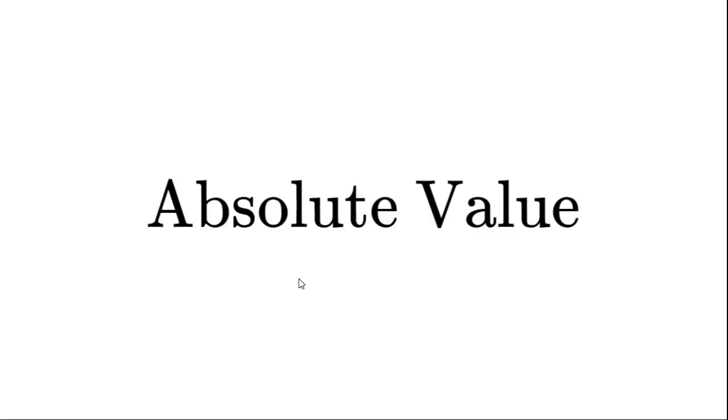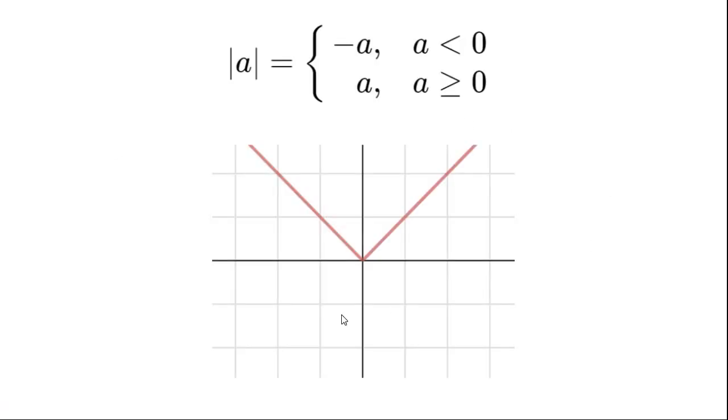So this is a presentation on the absolute value and some of its properties and proofs of those properties. The absolute value of a is equal to negative a when a is less than 0, and a when a is greater than or equal to 0. So this is a graph of what it looks like.